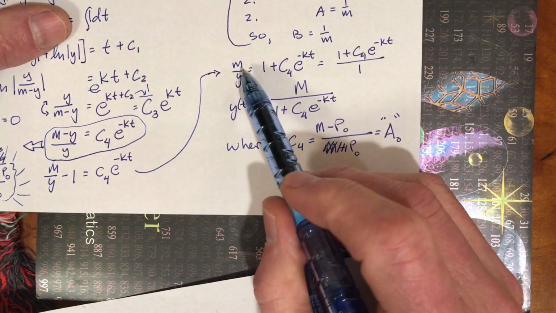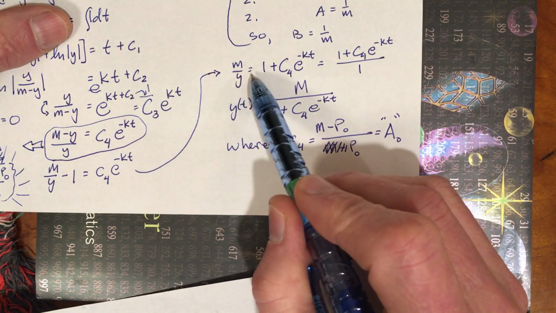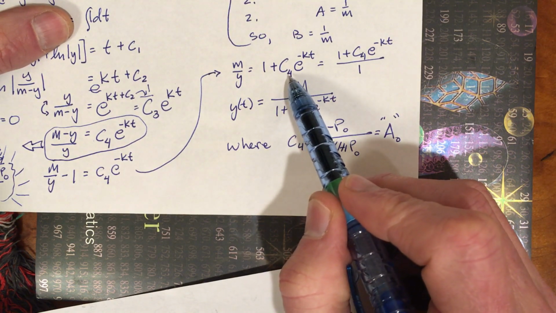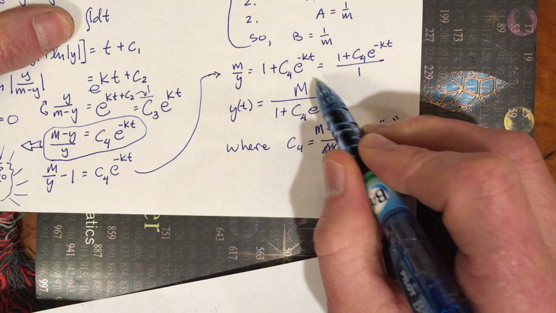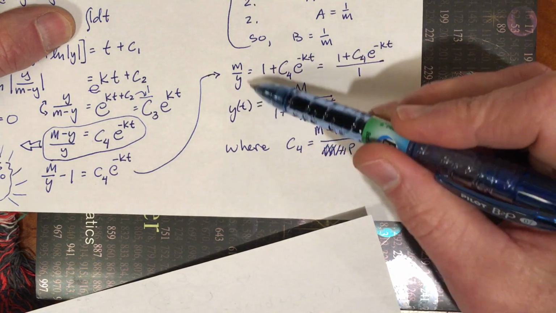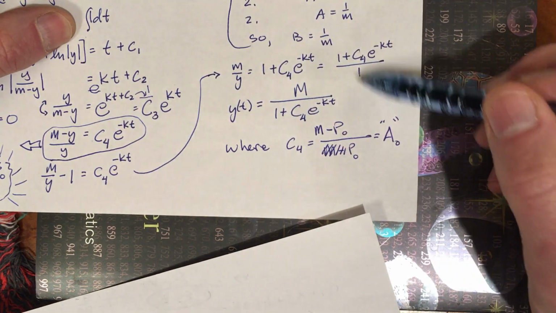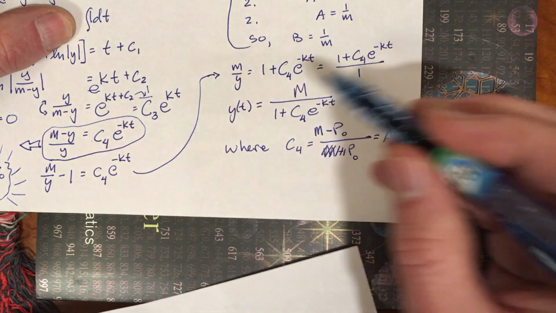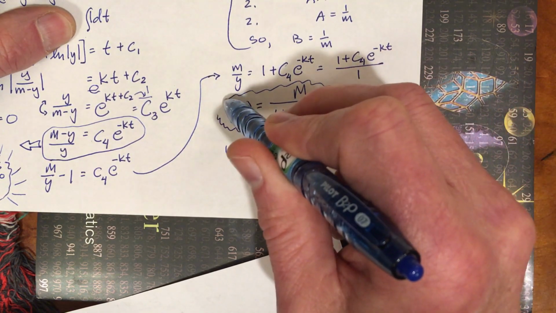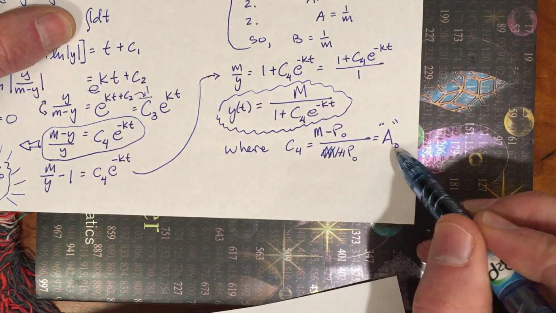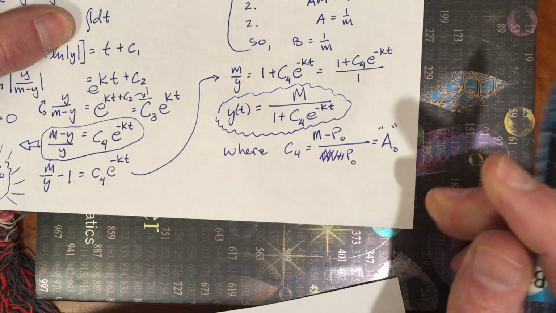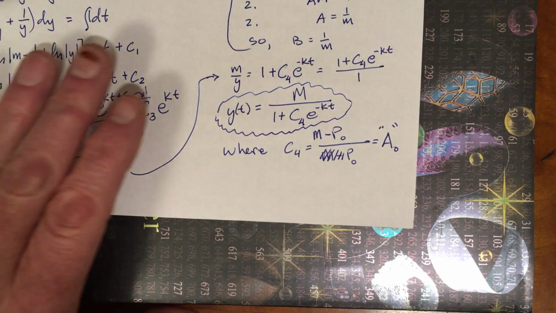So here it is. I've got m over y equals 1 plus c to for our fourth constant, e to the minus kt. And then if I solve for y, I can just flip that upside down and multiply by m, and there it is. There is our all-important logistic equation where, as I said, this c is just m minus p naught over p naught. Okay, well, this allows us to solve some pretty interesting problems.